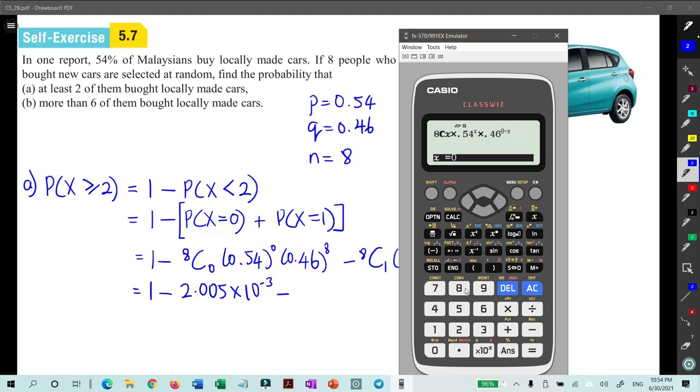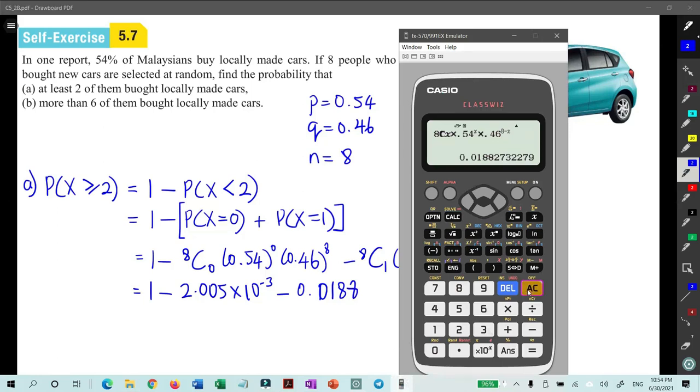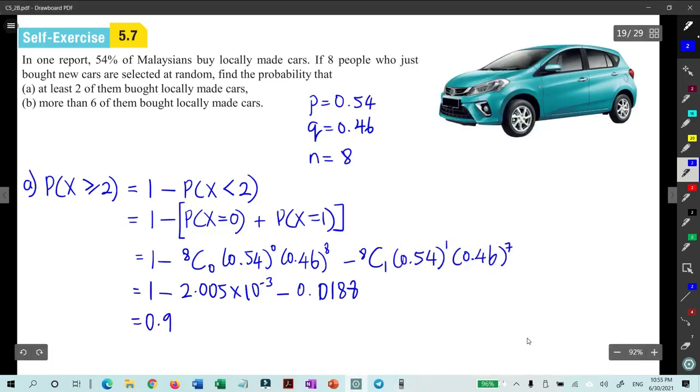Okay, the value of x is 1. We get 0.0188. So 1 minus 2.005 times 10 to the power of negative 3 minus 0.0188, and what I get here is 0.9792. Okay, so this is the answer for section A.